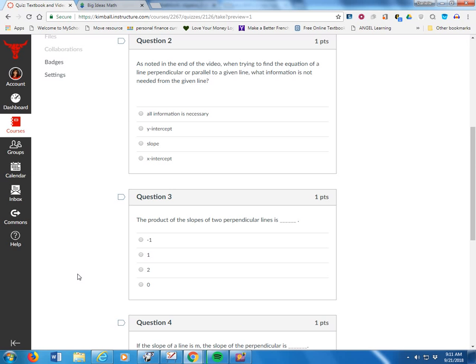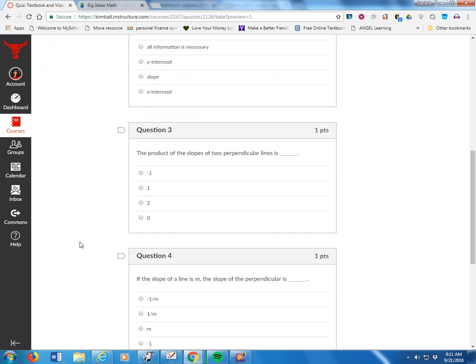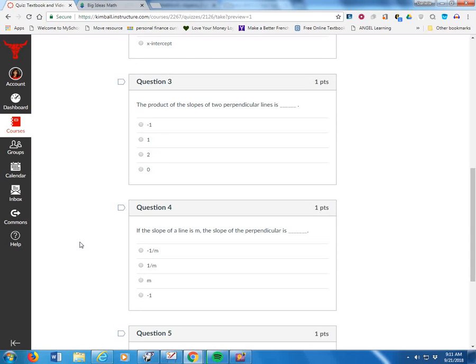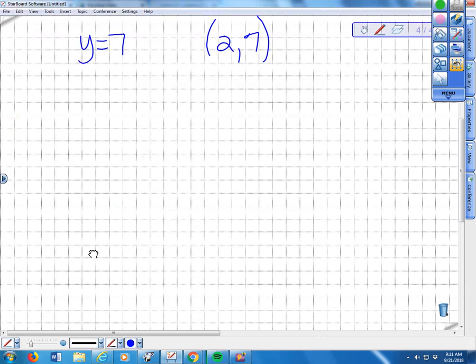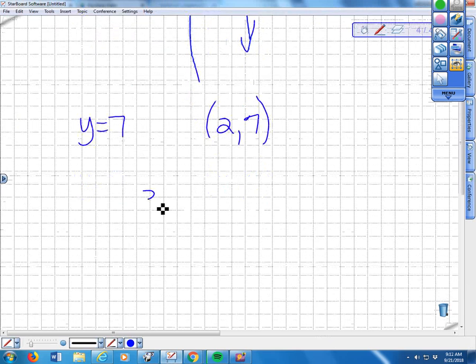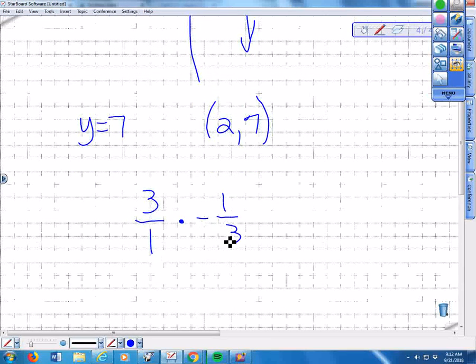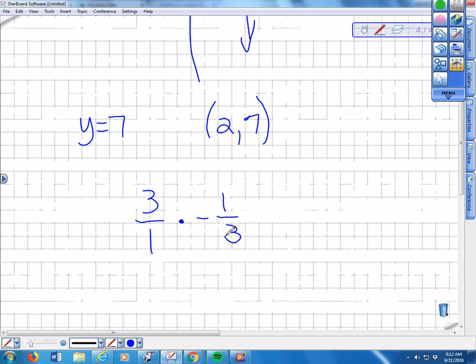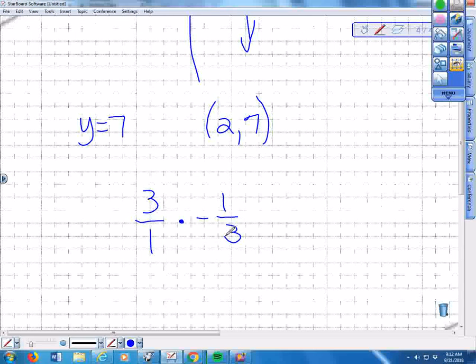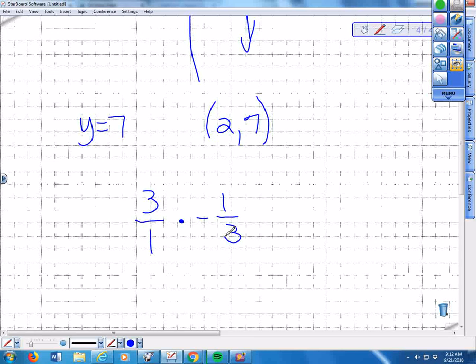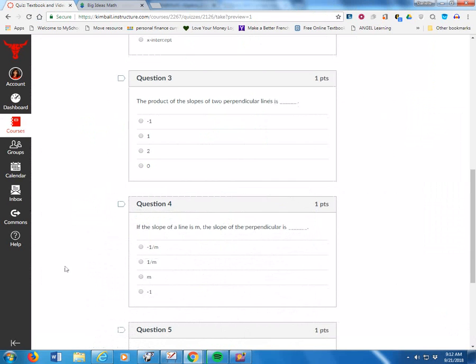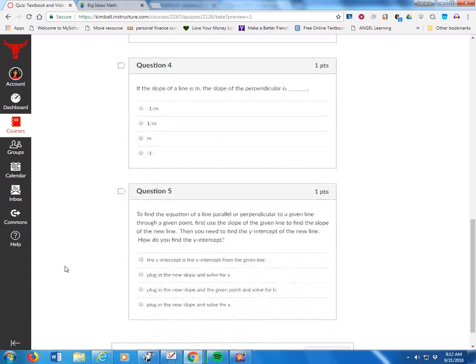Question 3, the product of the slopes of two perpendicular lines is what? Well, think about this. When one slope was 3/1, the perpendicular slope was -1/3. What's the product of these two slopes? -1. If the slope of a line is m, the slope of the perpendicular is -1/m. Opposite reciprocal.